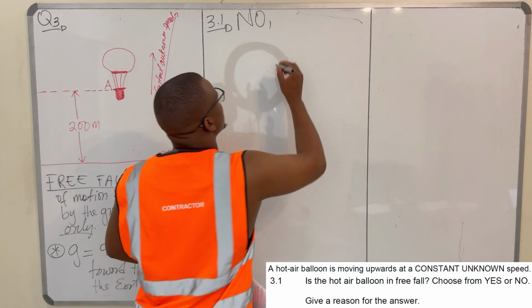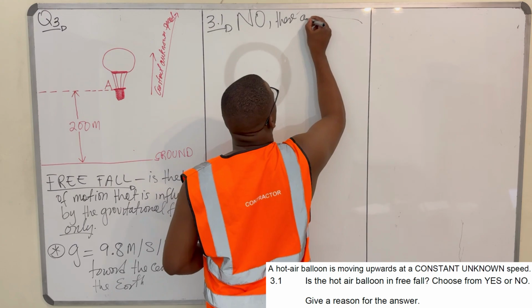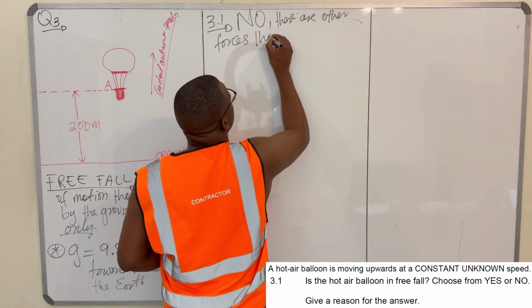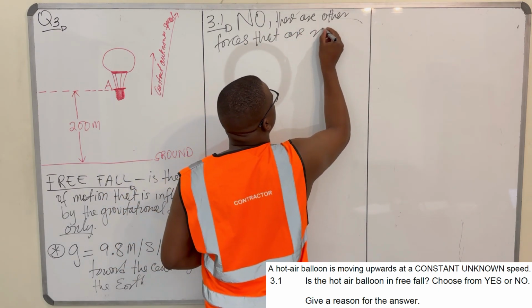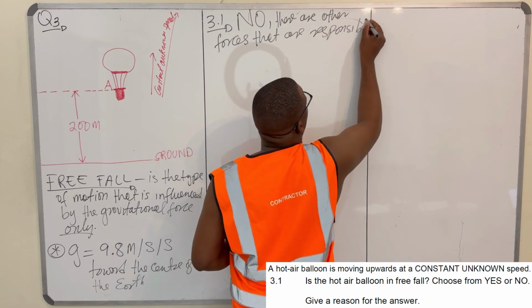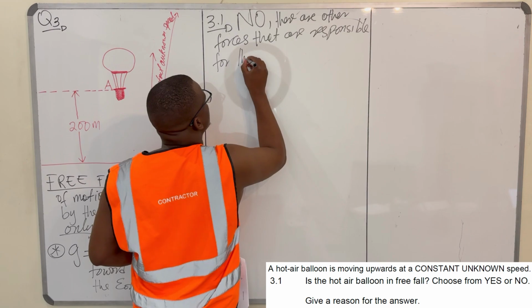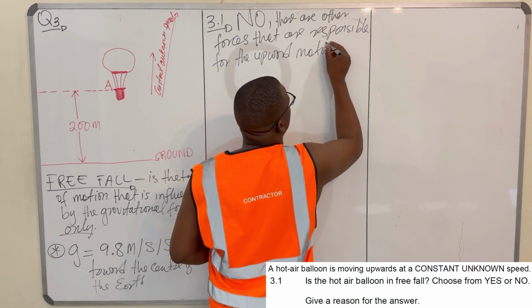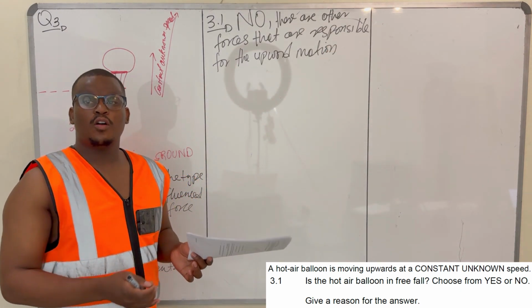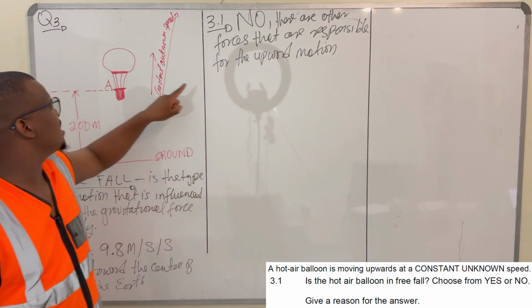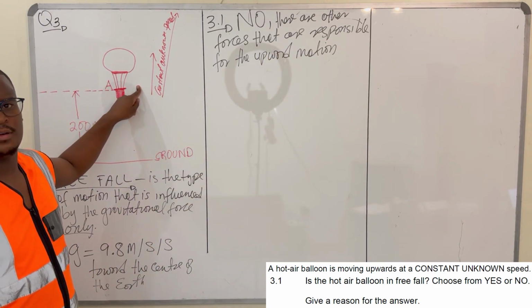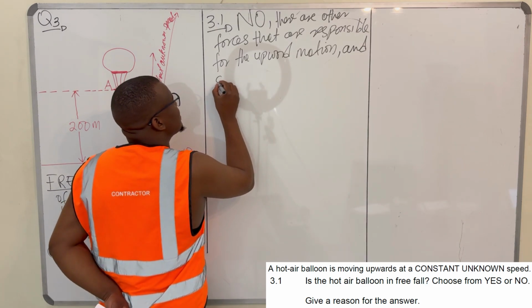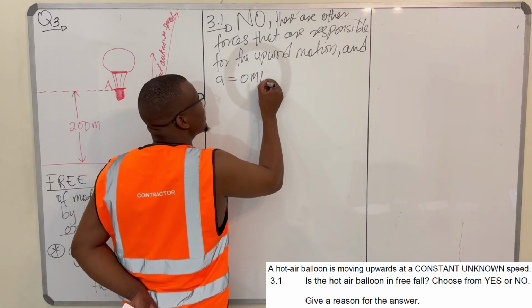Why do we say that? We can say there are other forces that are responsible for the upward motion, which means we don't only have gravity there. There are other forces responsible for this thing going upwards. We can also add that the acceleration is equal to 0 meters per second squared.